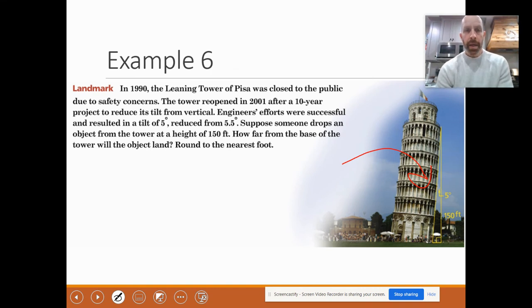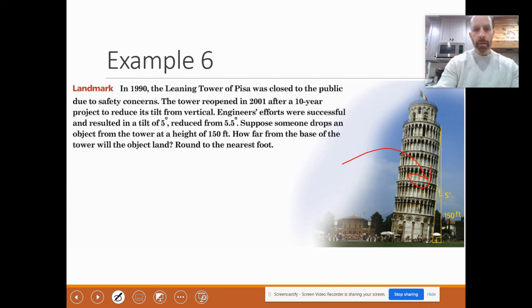In 1990, the Leaning Tower of Pisa was closed to the public due to safety concerns. The tower reopened after 2001 after a 10-year project to reduce its tilt from vertical. Engineers' efforts were successful and resulted in a 5-degree tilt, reduced from 5.5. Suppose someone drops an object from the tower at the height of 150 feet. How far from the base of the tower will the object land?